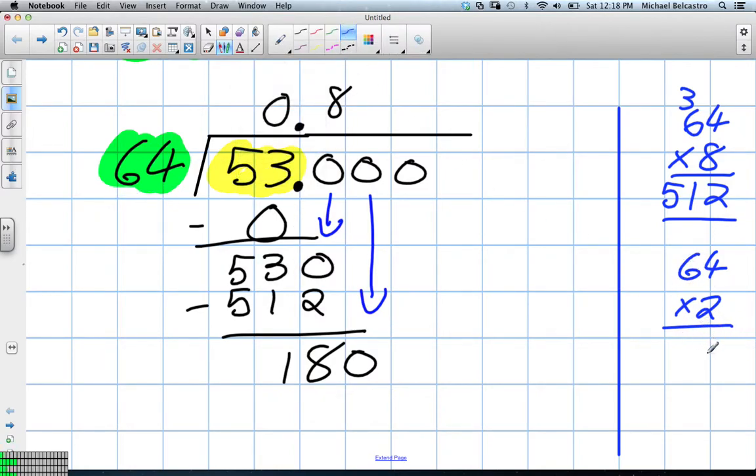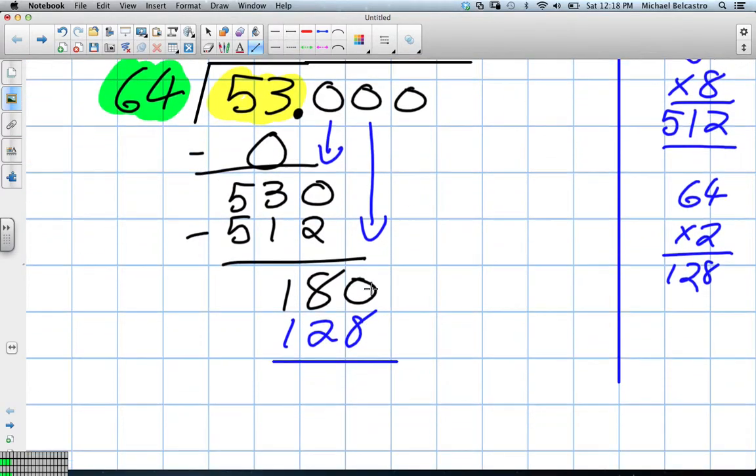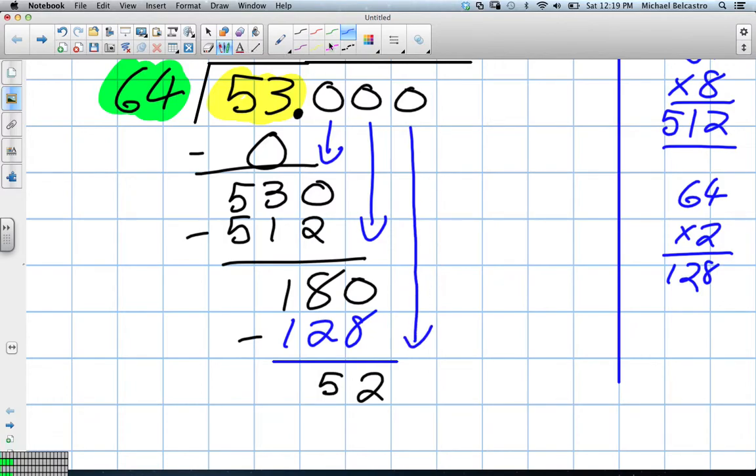So what was 64 by 2? 128. Okay, so we put our 128 here. Which would be 52, sorry. When we subtract, yep, that's right. It's 52. Okay, and now what do we do? Bring down the 0. Now, it's a good thing we kept our extra zeros. Plus, it kept our calculation.